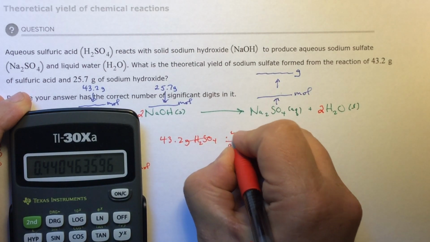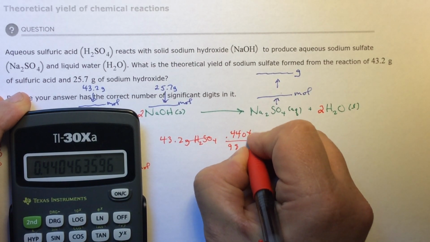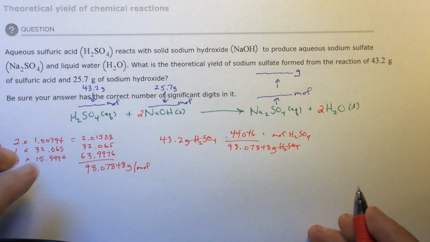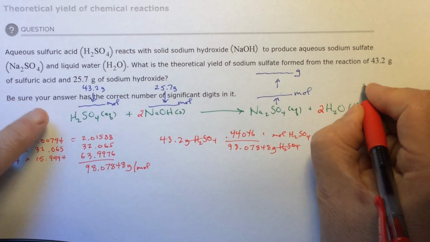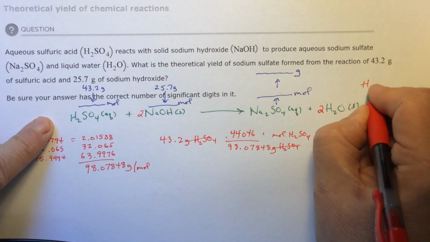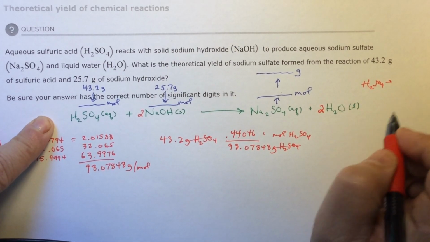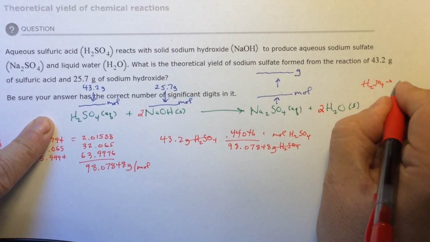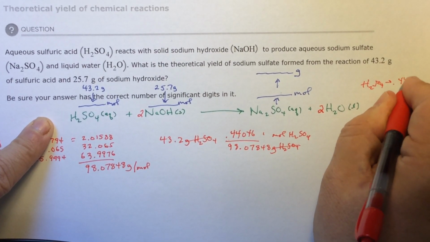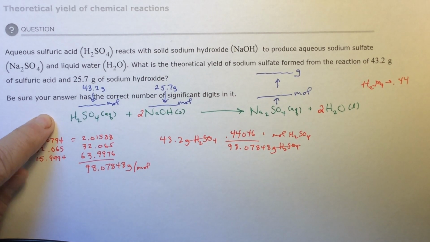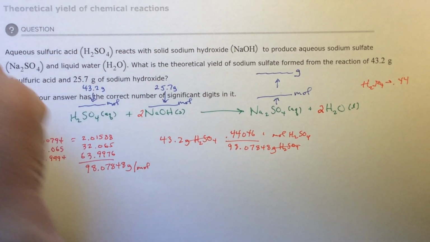It's going to be 0.44046 moles. Okay, so I'll put that over here. So the H2SO4 will give you 0.44 moles. Okay. Now let's do it again.